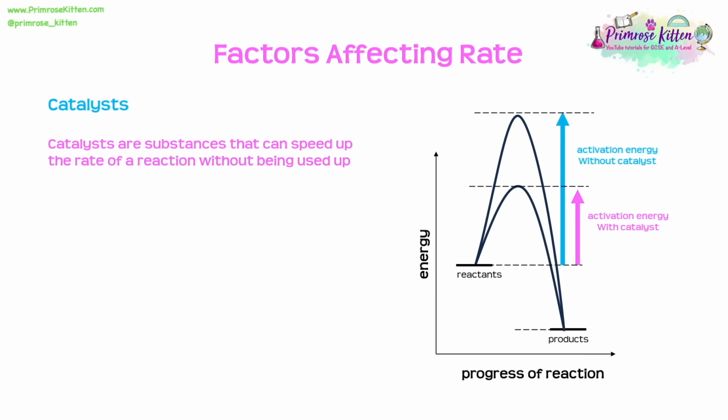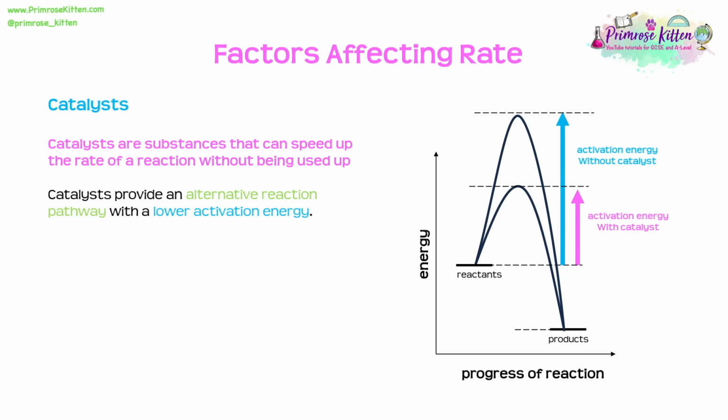Now, the final factor that affects the rate is a catalyst. And whereas all these other factors were very similar in how we talked about them, catalysts are going to be a little different. So catalysts are substances that can speed up the rate of a reaction without actually getting used up. They provide an alternative reaction pathway with a lower activation energy.